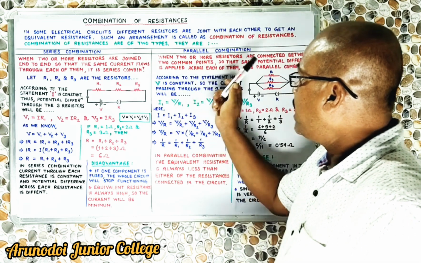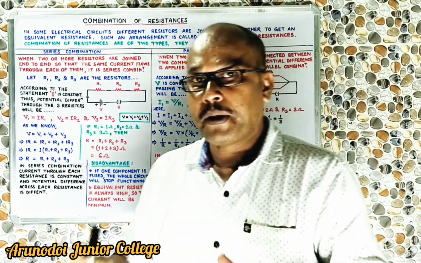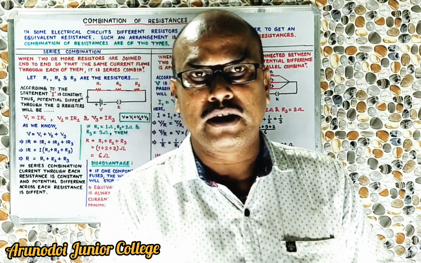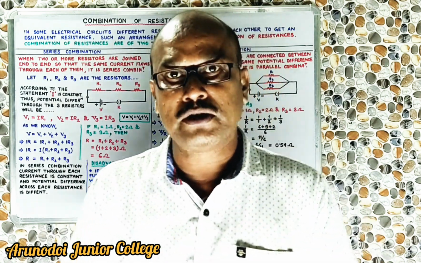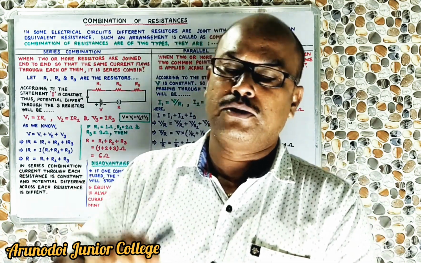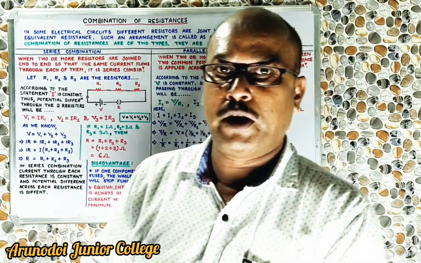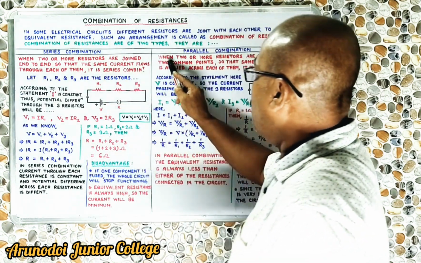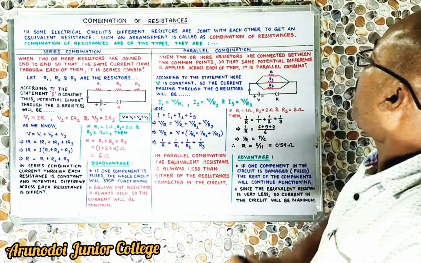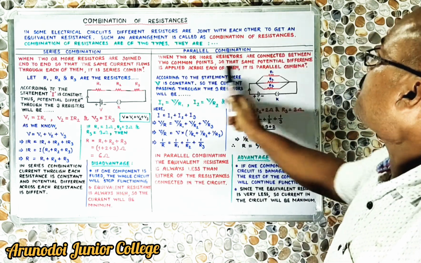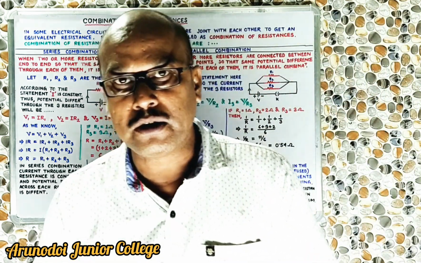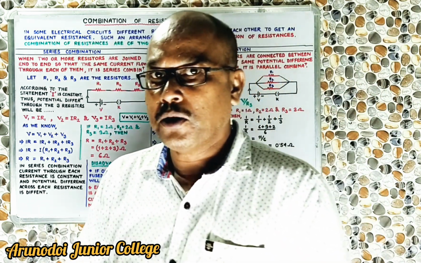But now what is parallel combination of resistors? Parallel combination of resistance is where all the positive terminals of the resistors will be connected to one particular terminal, and all the negative terminals of the resistors will also be joined at a common point. So when two or more resistors are connected between two common points so that the same potential difference is applied across each of them, that combination of resistance is called parallel combination.